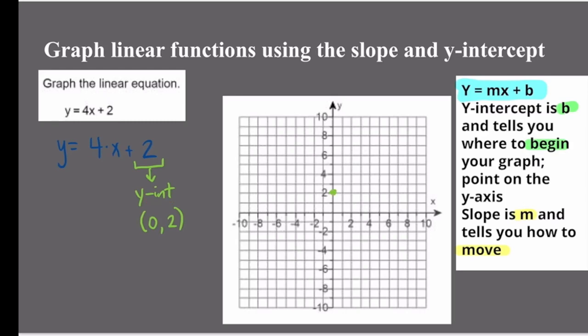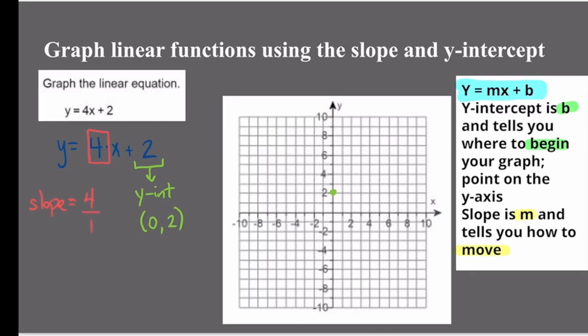The slope here is the coefficient in front of your variable x. So your slope, that tells you how to move, is 4. We want to write the slope as a fraction, so we're going to write that as 4 over 1. 4 divided by 1 is just 4.